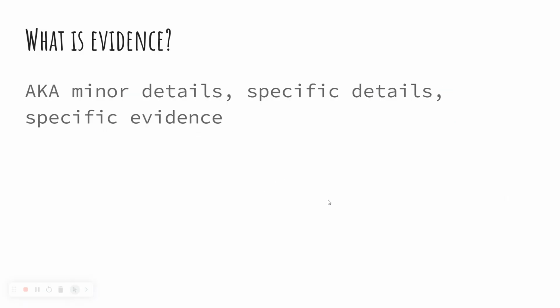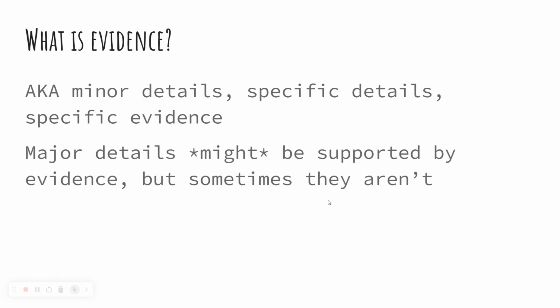When I talk about evidence, some other terms you might hear are minor details. Major details are the bigger picture. Minor details are the next level down. We might hear words like specific details or specific evidence. And what you're looking for are these minor specifics that often follow and support a major detail.